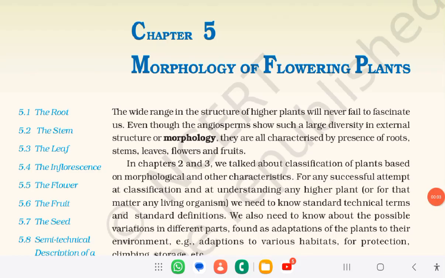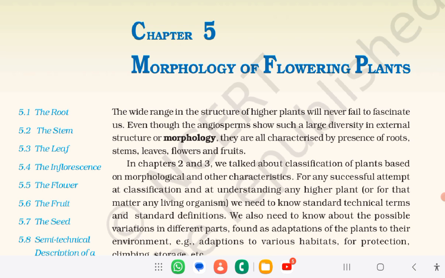Chapter 5: Morphology of Flowering Plants. The wide range in the structure of higher plants will never fail to fascinate us. Even though the angiosperms show such a large diversity in external structure or morphology, they are all characterized by the presence of roots, stems, leaves, flowers, and fruits.